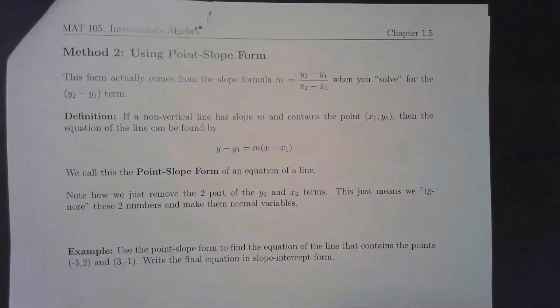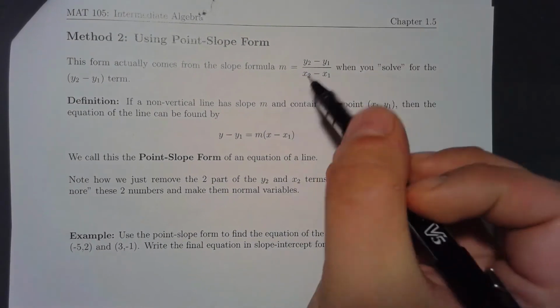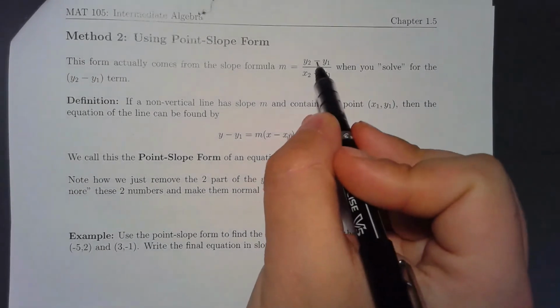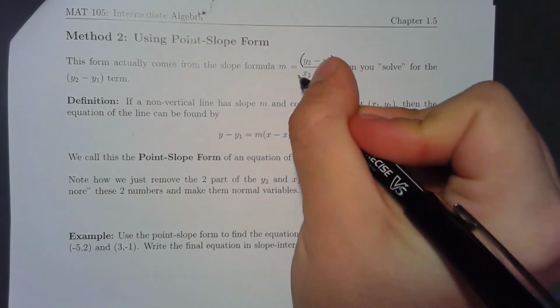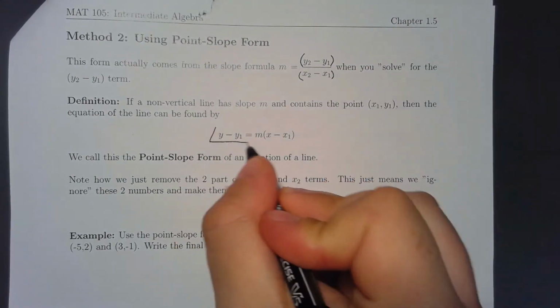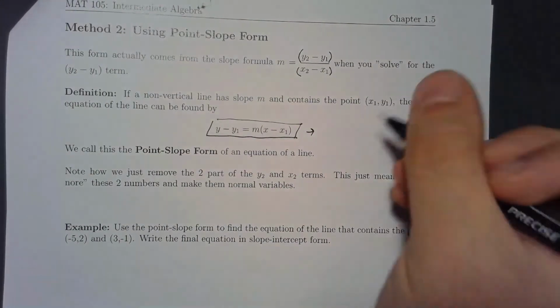The next method, I'm only going to look at one example. This is the point slope form, which actually comes from the slope formula. If you solve for this quantity by multiplying both sides of the equation by this, you're going to get this formula right here. This right here is the point slope form.